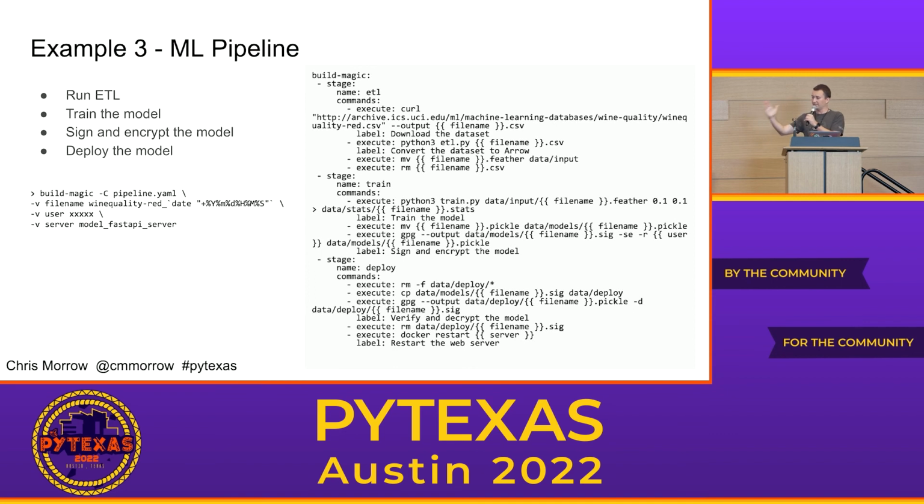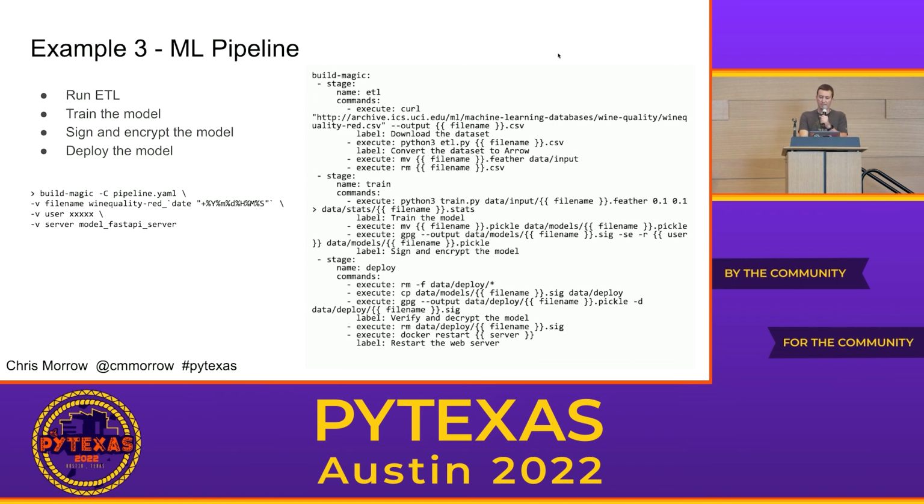And so I can have a data scientist do their part. I can have a data engineer worry just about ETL. And then have DevOps or an ML engineer or somebody just worry about deployment, right? And then automate all of this with Build Magic. So this is a very simple example here, but that's kind of what I'm doing.